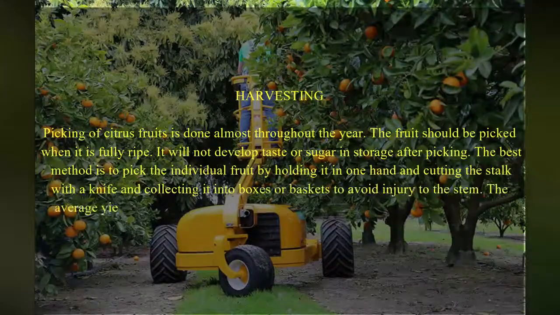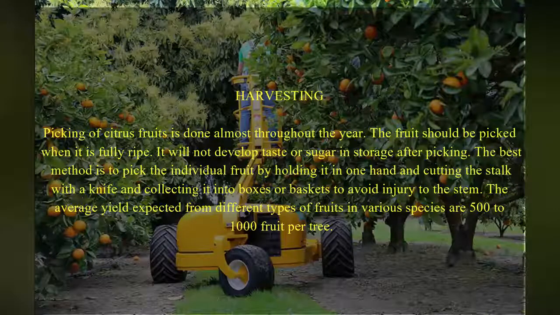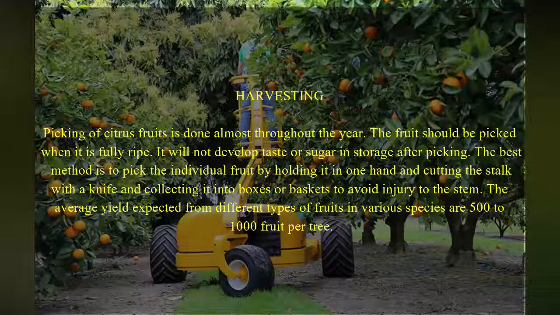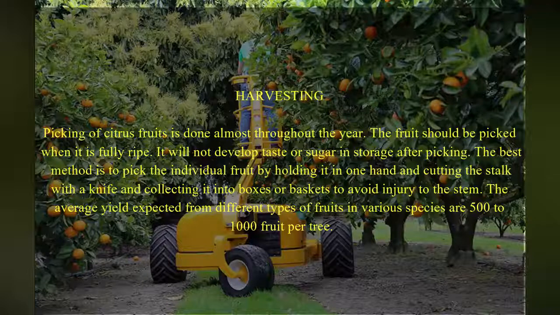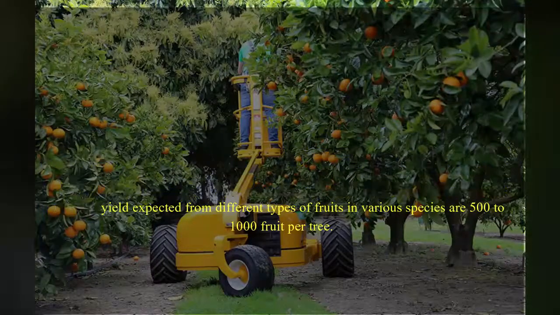Harvesting. Picking of citrus fruits is done almost throughout the year. The fruit should be picked when it is fully ripe. It will not develop taste or sugar in storage after picking. The best method is to pick the individual fruit by holding it in one hand and cutting the stalk with a knife and collecting it into boxes or baskets to avoid injury to the stem. The average yield expected from different types of fruits in various species is 500 to 1000 fruit per tree.